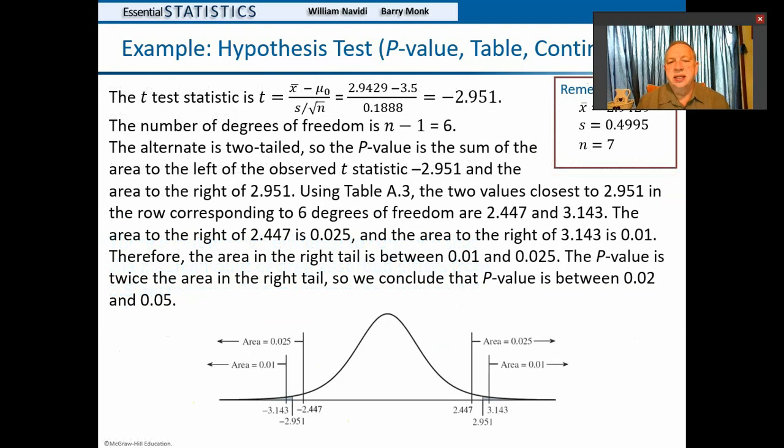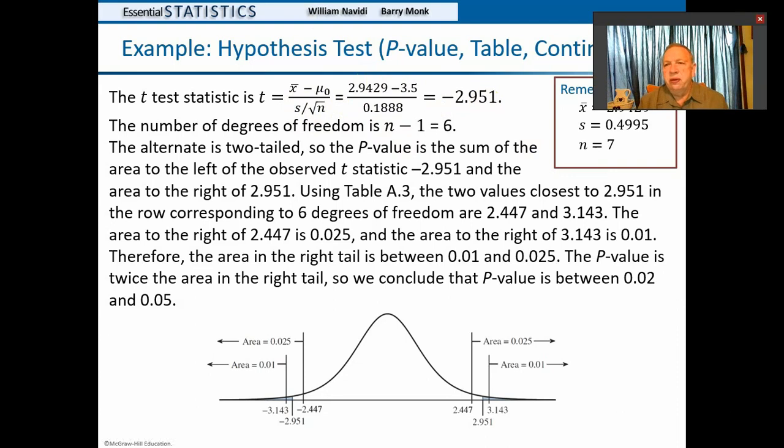I calculate the test statistic. Again, mu0 is from our H0 assignment. H0 is the equality. The complement, not equal, is our alternate. That tells us it's two-tailed. Mu0 is that assigned to H0, the 3.5 value. Here was our X bar from the sample. There's our standard deviation. Small sample size, n is equal to 7. Take the square root of 7. Here is the value of the t-test statistic, negative 2.951.